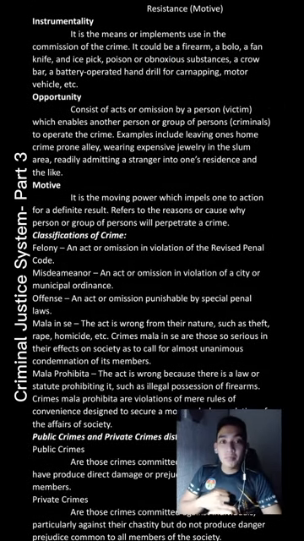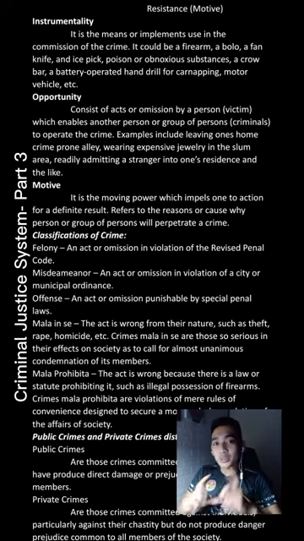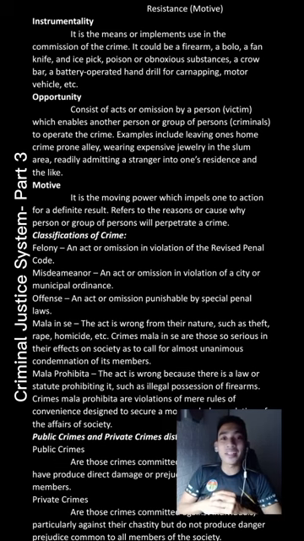It could be a firearm, a bolo, a fan knife, an ice pick, poison or obnoxious substances, a crowbar, a battery-operated hand drill for carnapping a motor vehicle. So those are examples of instrumentality in committing a crime. Firearm, for illegal possession of firearm, illegal possession of loose firearms if unlicensed, or about to commit murder. Bolo also, fan knife, ice pick, and poison.